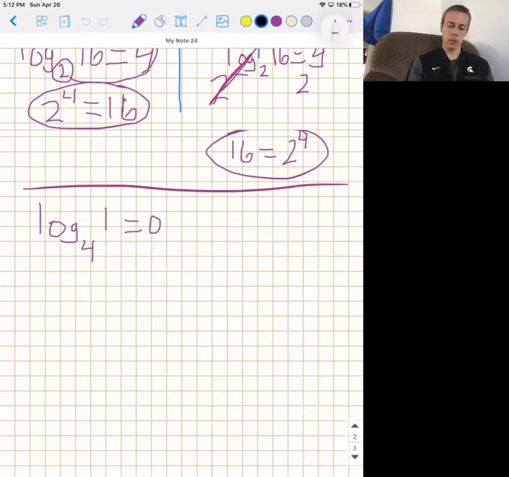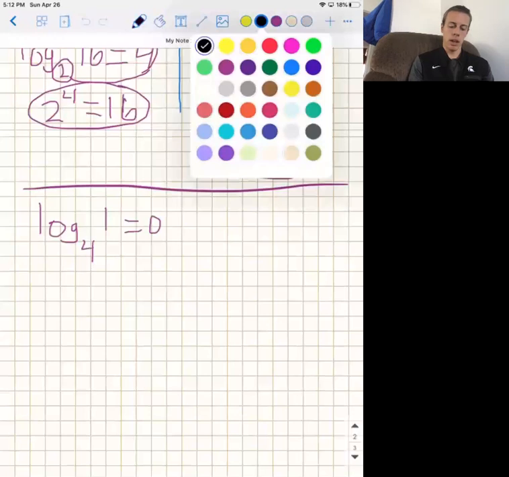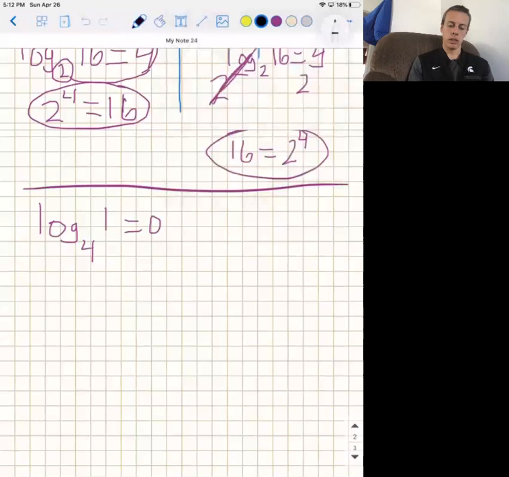We could do it in two ways. You could say way number 1. I remember Mr. Jones said something about a circle method. So we could go with 4 to the 0. We always start with the little number. 4 to the 0 equals 1.